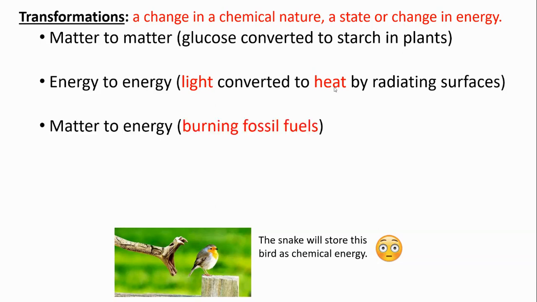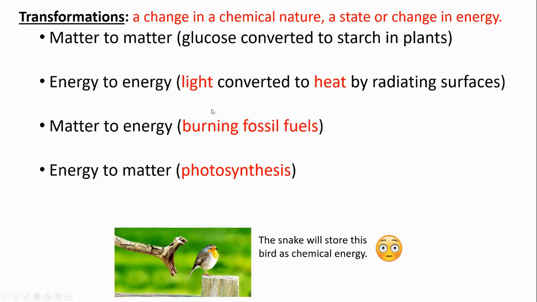Okay, matter to energy. So we can take fossil fuels. If you put gas in your car and you're burning fossil fuels, you're creating energy. So matter to energy, and then energy to matter. So you could do that in reverse. A good example is photosynthesis. So when plants do photosynthesis, they take in that energy from sunlight and they use it to convert, so we convert sugars into starch.